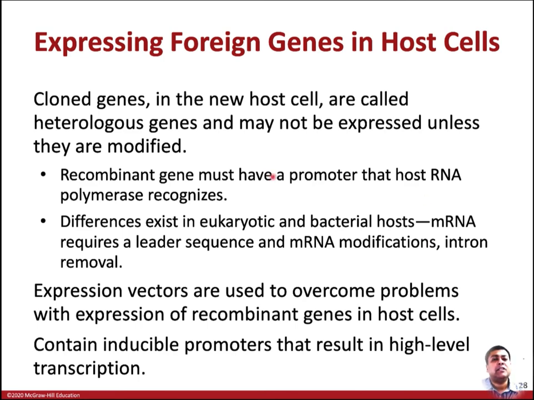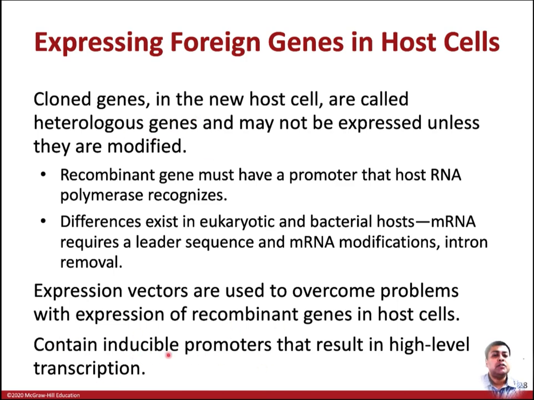Sometimes we even have to change the codons because bacteria preferentially use a different set of codons. Although the codons are the same, they have a preference for some codons compared to others. So eukaryotic codon choice and prokaryotic codon choice also vary. Expression vectors are used to overcome these problems with the expression of recombinant genes in the host cell, which are foreign genes, because we are producing the proteins in E. coli from a human, or in yeast cells from another human. So these are all heterologous expression. They are not from the same animals.